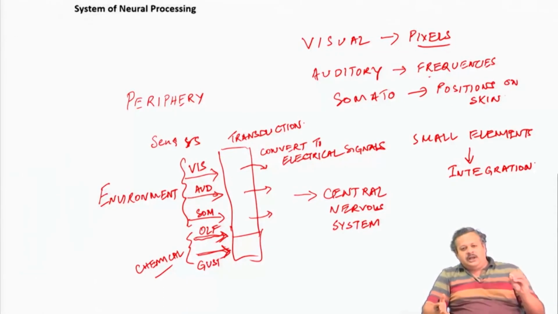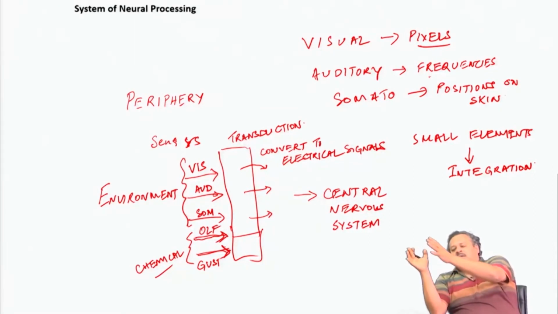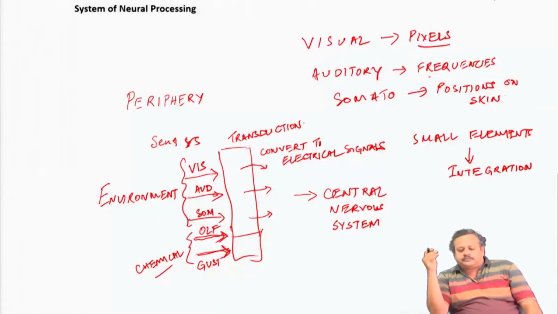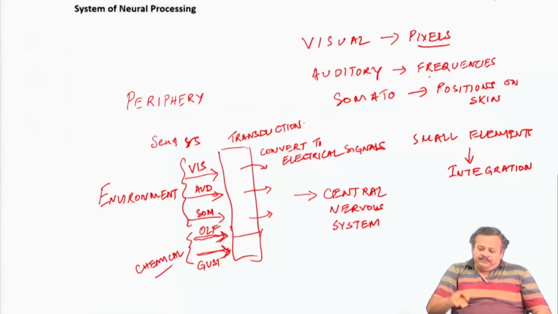So, we start with small elements, then gradually start integrating some of them, then more and more of them, and then form the percept of, let's say, a face, or let's say a sentence or a word in the auditory system, or let's say the percept of this table based on the somatosensory inputs. So, now let us go into a little bit more detail of the different systems that we have, just so that we have an idea when we talk about neuronal encoding and decoding.